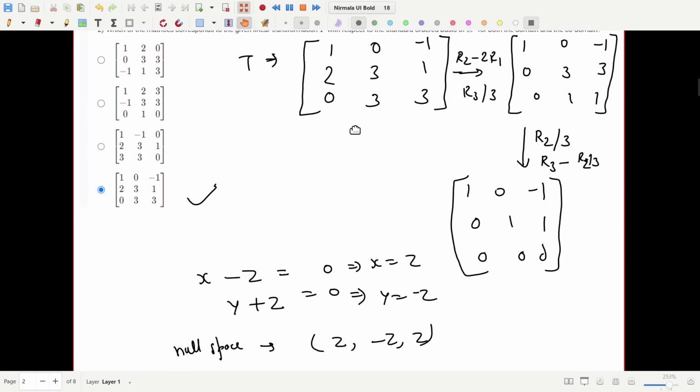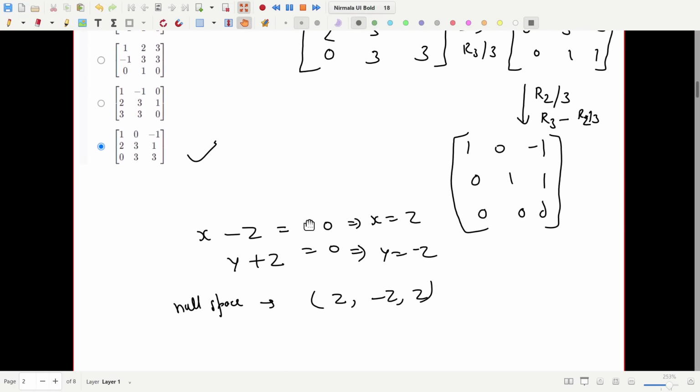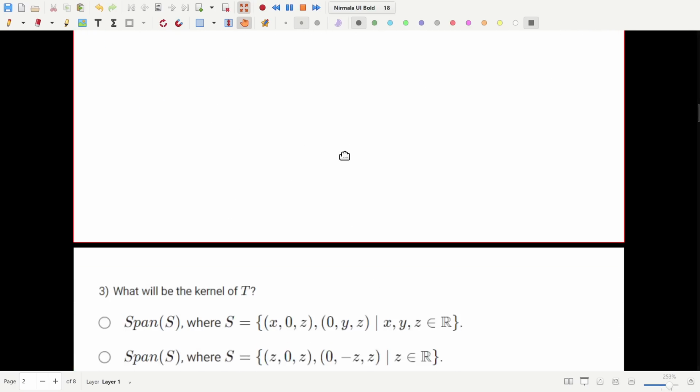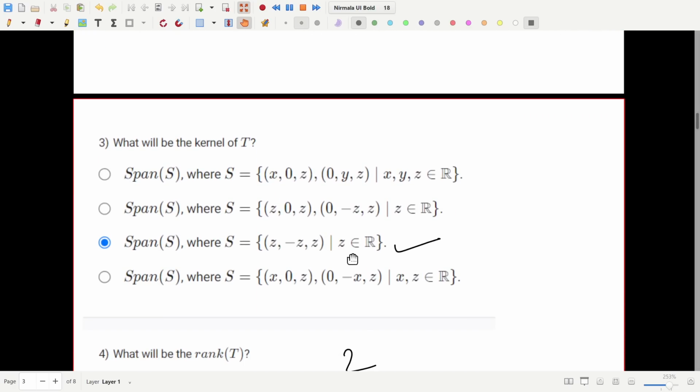So you can write down this as x minus z is equal to 0 and y plus z is equal to 0. From here, x is equal to z and y is equal to minus z. So the null space will look like (z, minus z, z). Okay, this will be the null space. The option is there in the question too, (z, minus z, z). This option is correct, others are wrong.